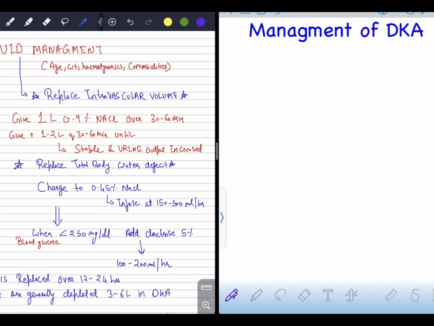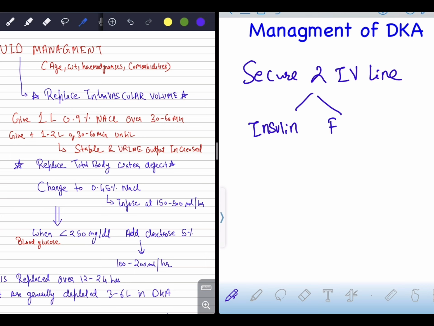Hey guys, today we are going to discuss the management of diabetic ketoacidosis, DKA. Now, the first step you will do if a patient of DKA is diagnosed is to secure 2 IV lines, one for insulin infusion, one for fluid.